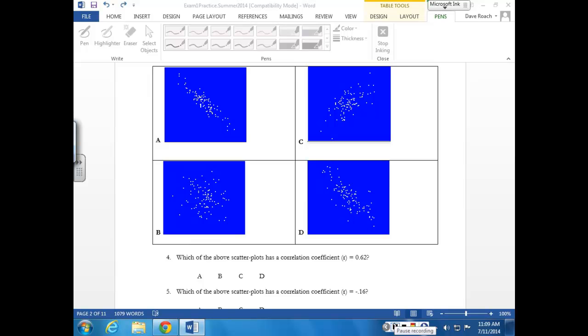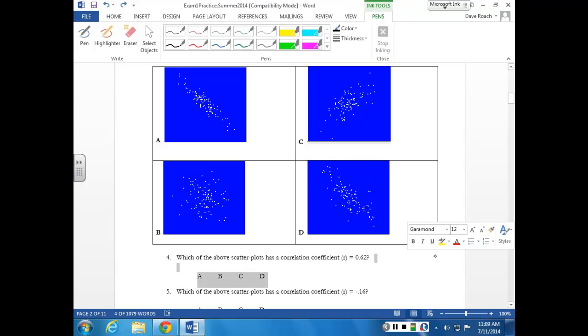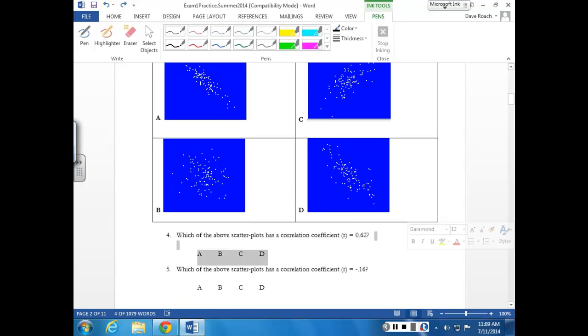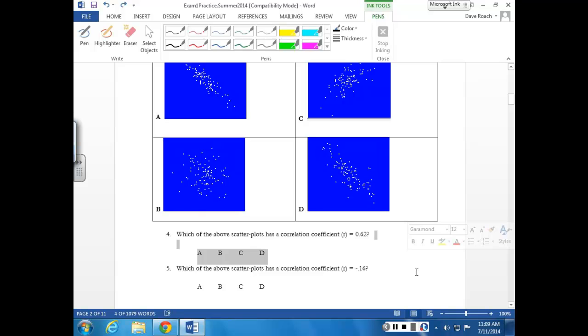Okay, so on the next bunch, if you just look at the correlations, there are 3 negative correlations and 1 positive. So the positive correlation is C. So number 4 will be, well, C. I'm not sure why that's not working right now. And I'll just go ahead and say it here.